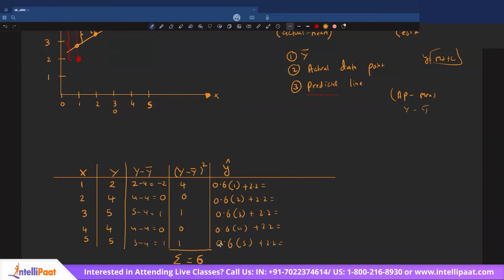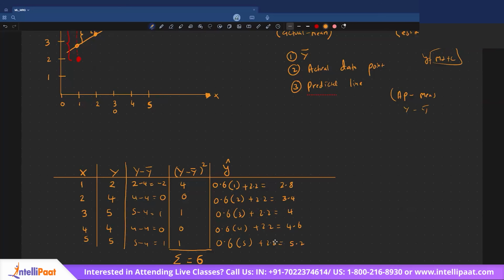Am I predicting the estimated data point here using the y hat? Yes or no? This would be 2.8, then 3.4, right? If I'm not wrong. Then 4, 4.6, yeah, that's true, and that would be 5.2, right? 4.6 and 5.2. I'm assuming this is correct because it is at a very standard difference.